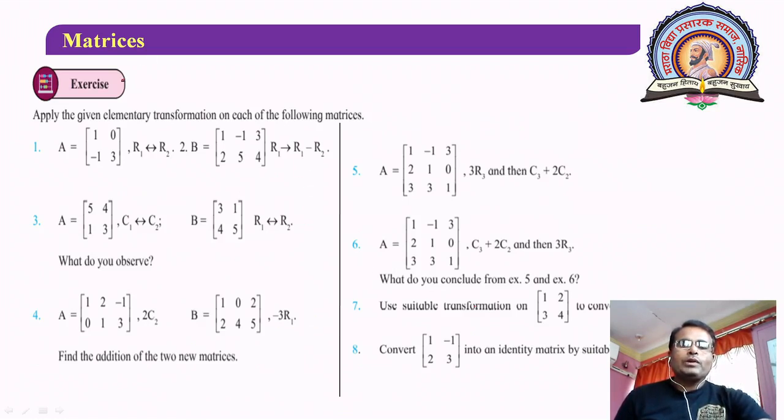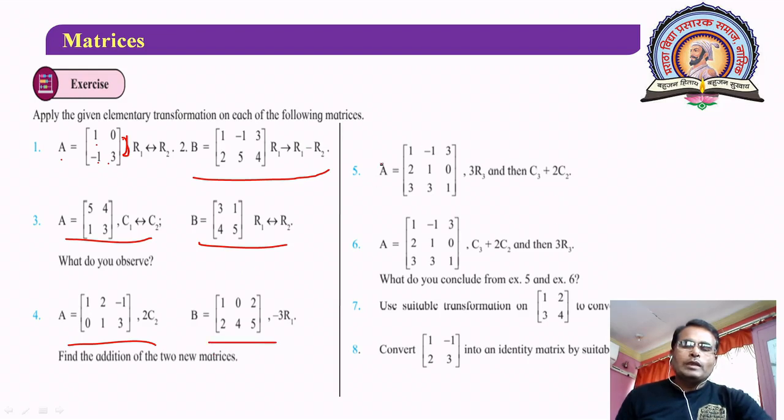Now we have to solve some examples based on these transformations. That is our first exercise, exercise 2.1 from the Maharashtra State Board. See, what is the question? Apply the given elementary transformations on each of the following matrices. Suppose A is the matrix 1 0, minus 1 3, and we want to interchange R1 with R2. That is, the second row will appear as the first row and the first row as the second row. Similarly, here the matrix and its transformation is given.